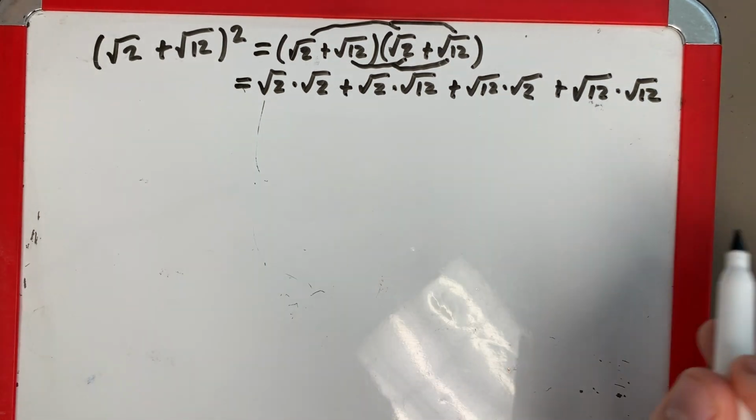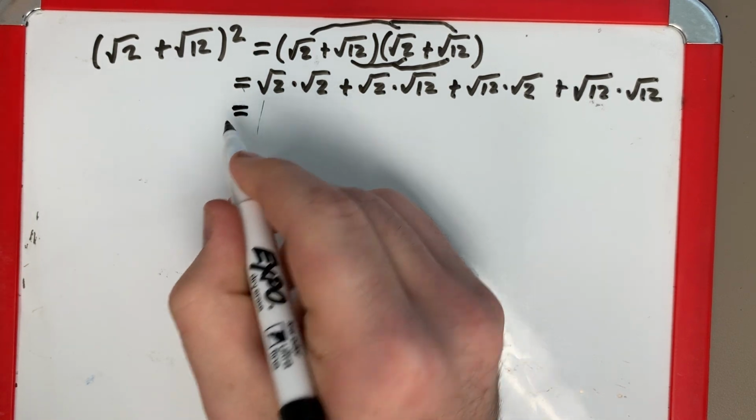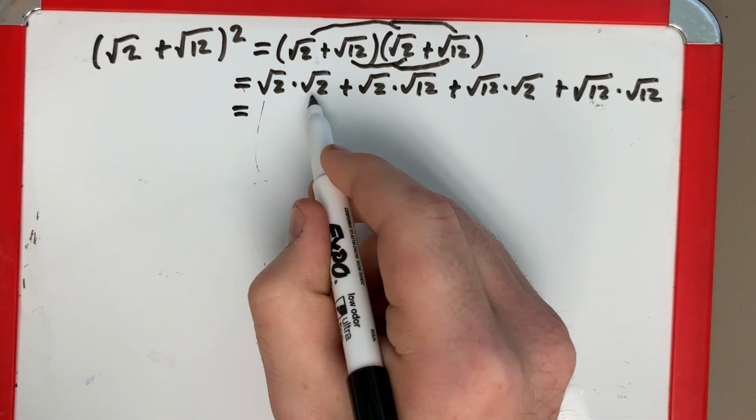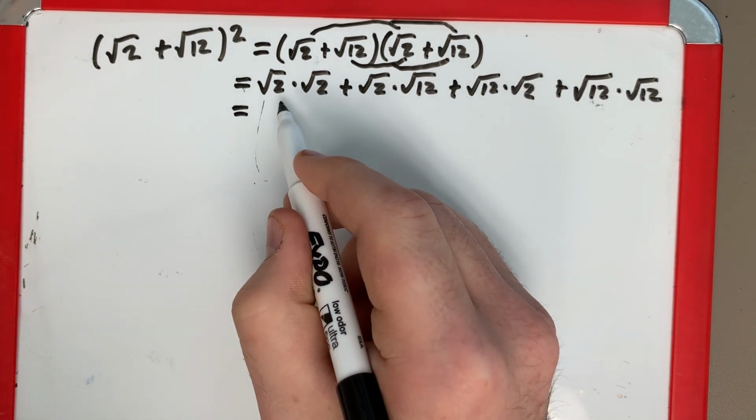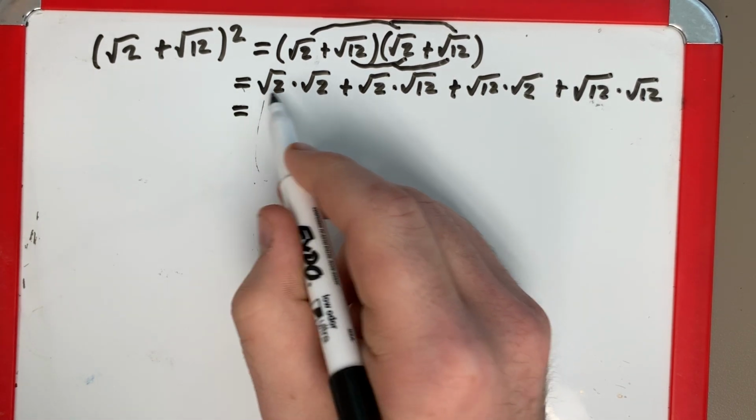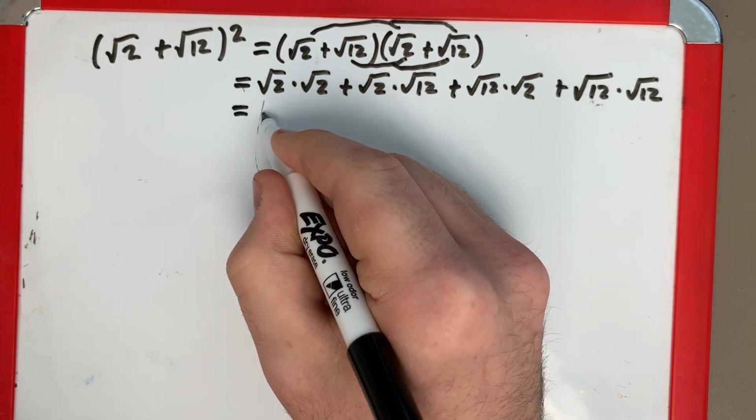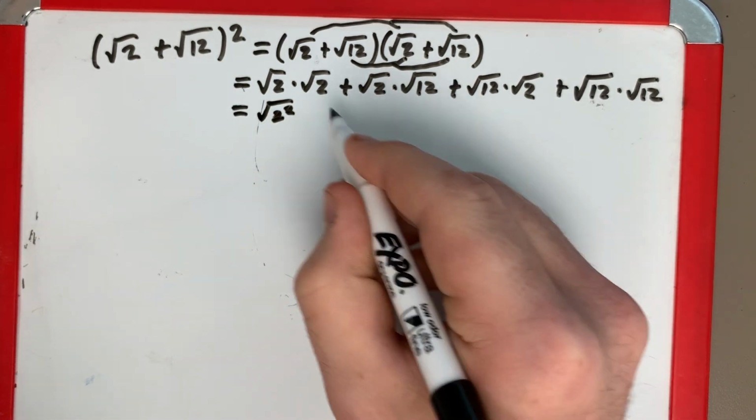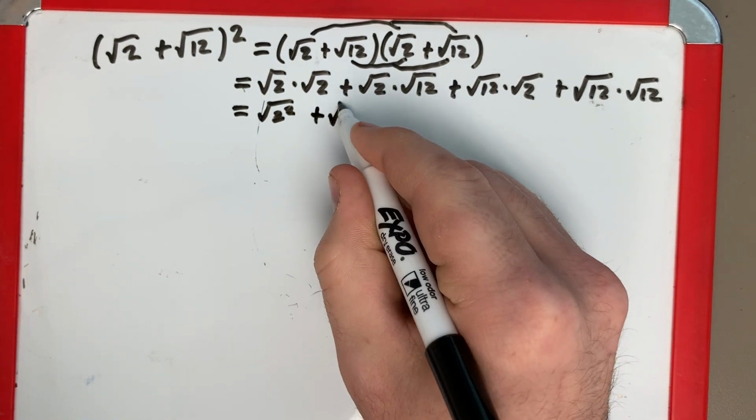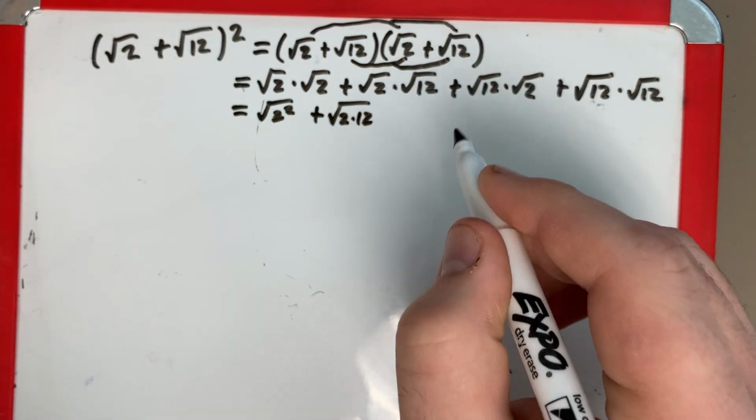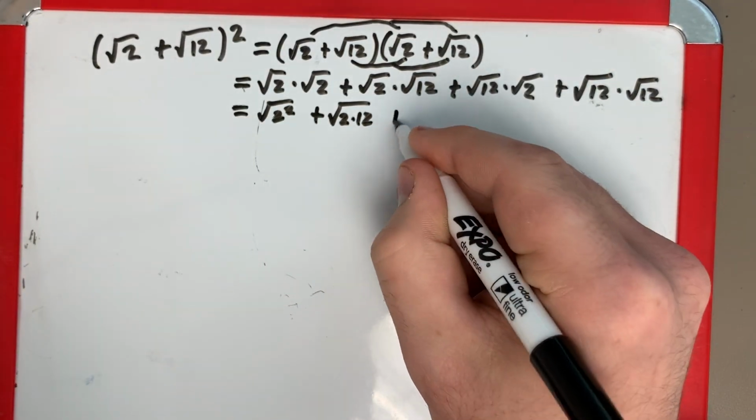Okay, now we can simplify. Since we've done all the foiling, trying to keep all of our work straight without simplifying in this step, now we can simplify. Root 2 times root 2 becomes root of 2 squared. At this point, we're just using the product rule for radical expressions. This gives us square root of 2 squared plus square root of 2 times 12.